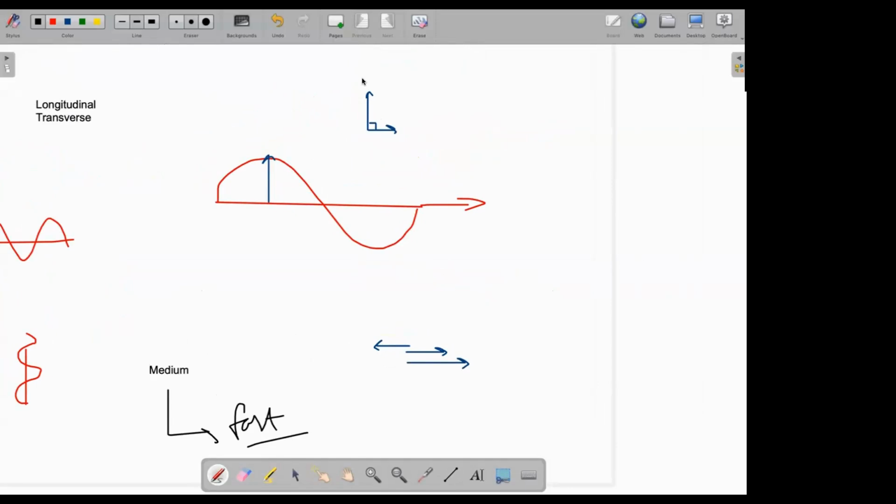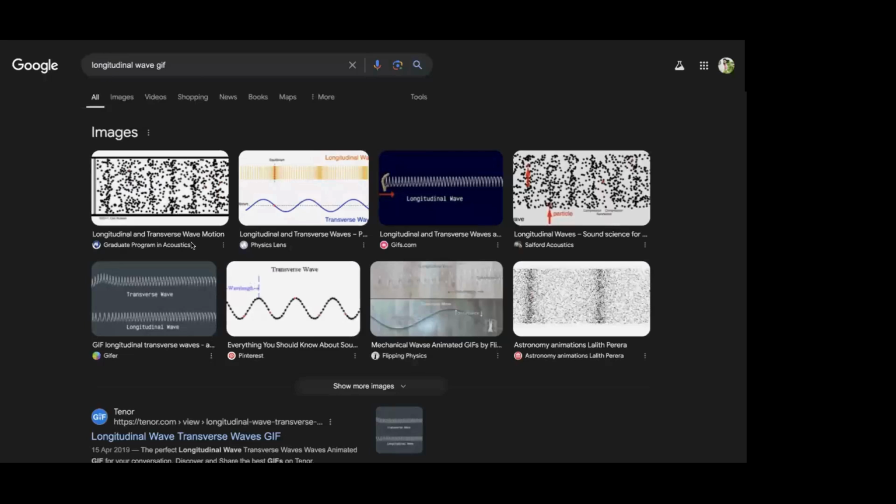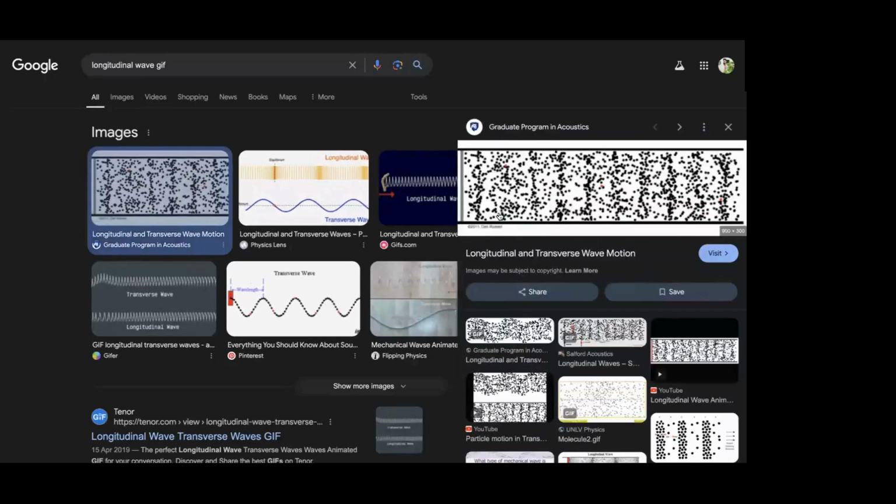GIF. What is the meaning of GIF? I don't know the full form. It's like a moving picture, yeah, moving pictures, that would be required right now.